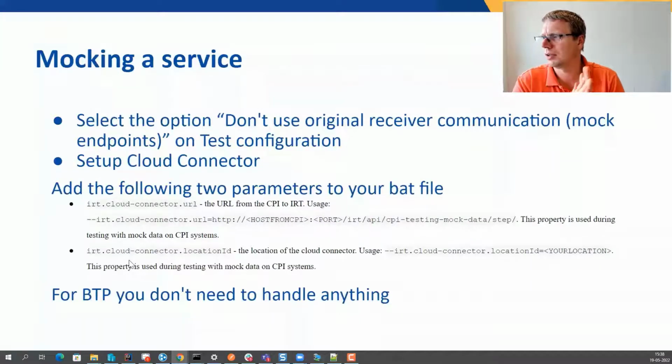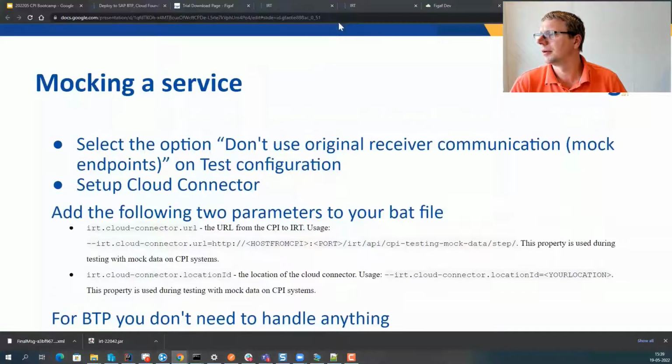And then the mocking is really important, and the way it works is that you simply just say, in the test configuration, select do not use original iflow, and then you obviously need to set up the cloud connector so it enables CPI to fetch from your own system. And once you've done that, you can follow these guides to do that. And if you're running in a BTP, you don't need to do anything with it.